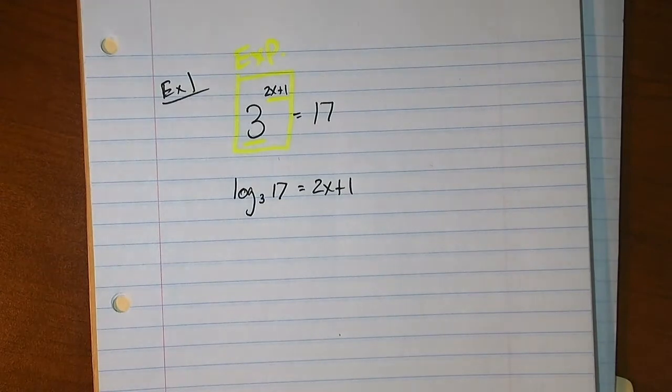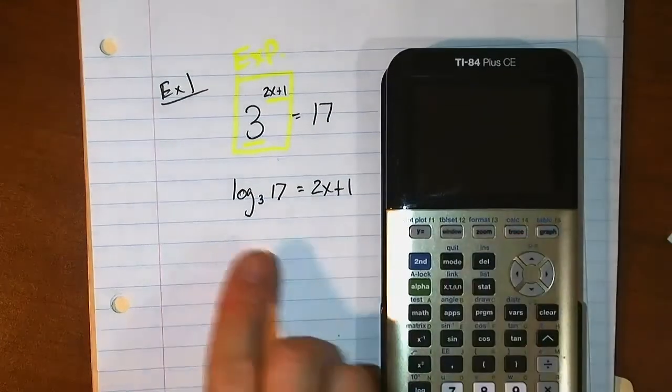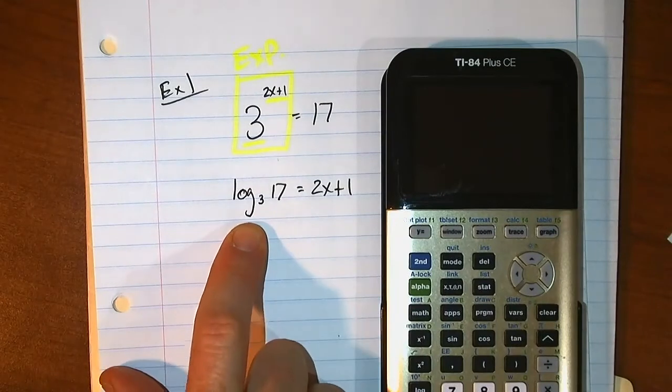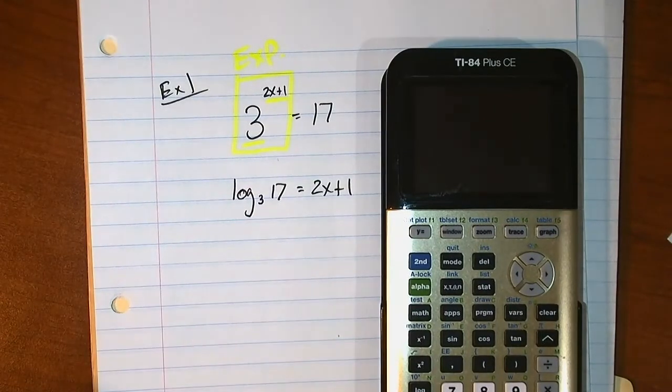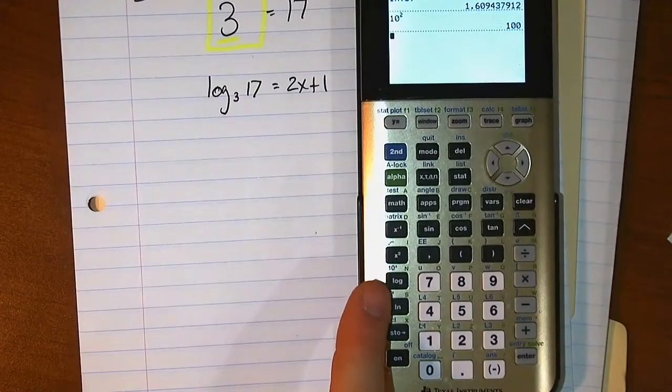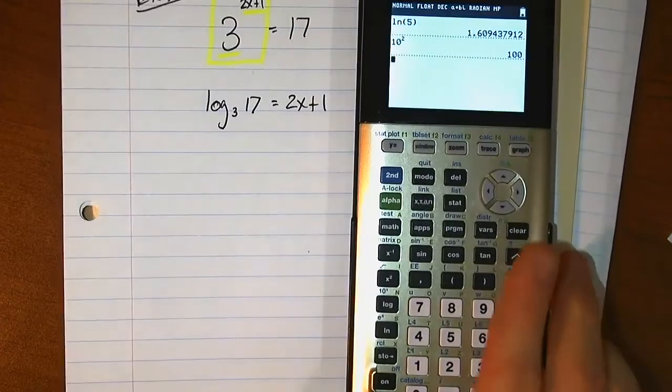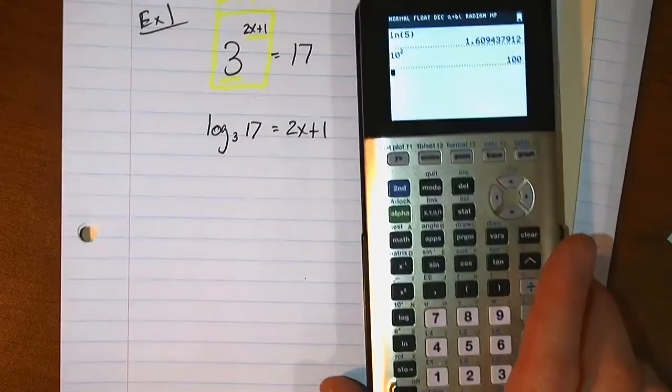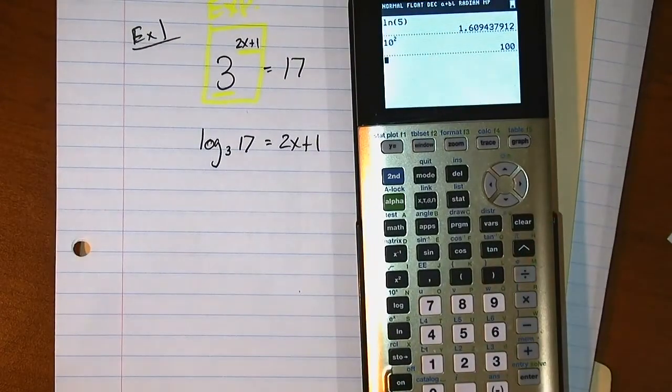Okay, so now I grab my calculator. I need to figure out what the log base 3 of 17 is. And remember, I don't have a button for log base 3 of 17. So this is, again, something I talked about in the last video. So if you haven't watched that last video yet, I'm going to plug it again. Make sure you go back and watch that last video.